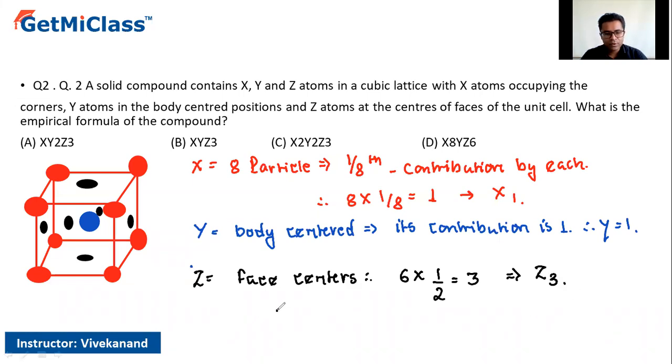So let's combine all this. X1, Y1, Z3 would be the correct answer, and that is option B in this case.